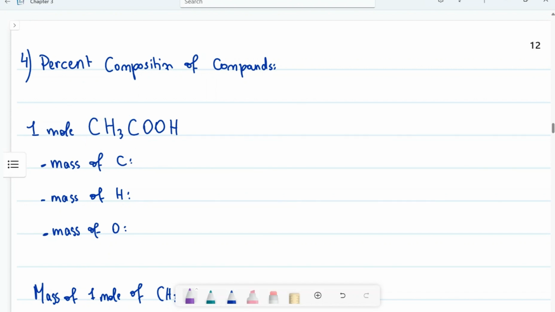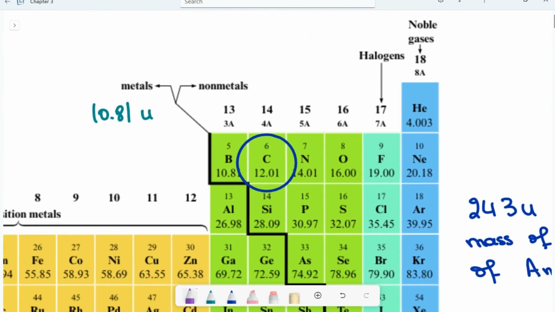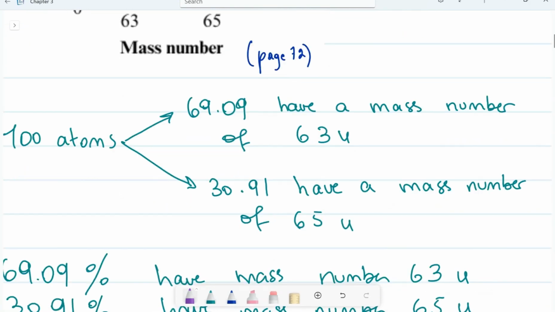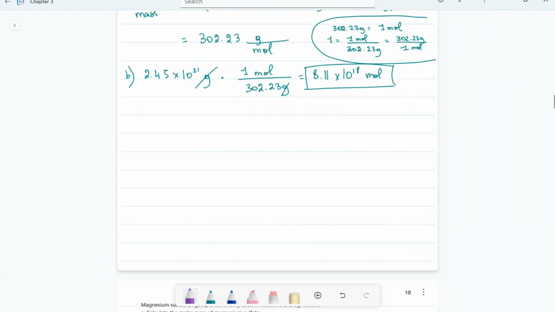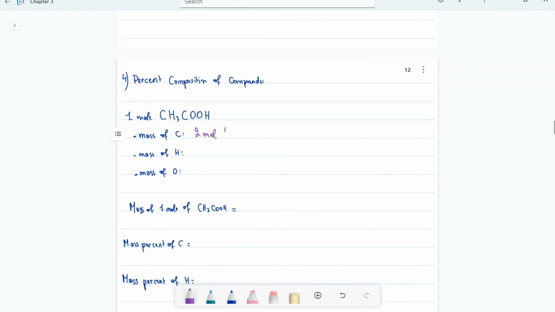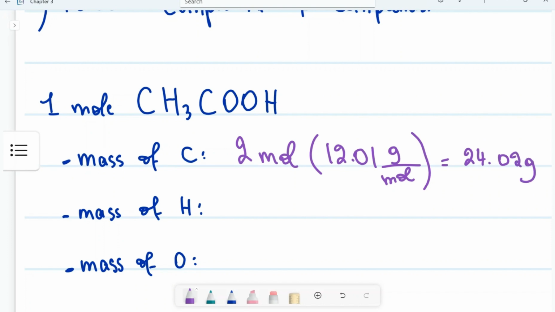So we have 2 moles of carbon, and then we go up to the periodic table, and this is carbon. So we multiply the 2 moles by 12.01 grams per mole, and this would give us an answer of 24.02 grams.